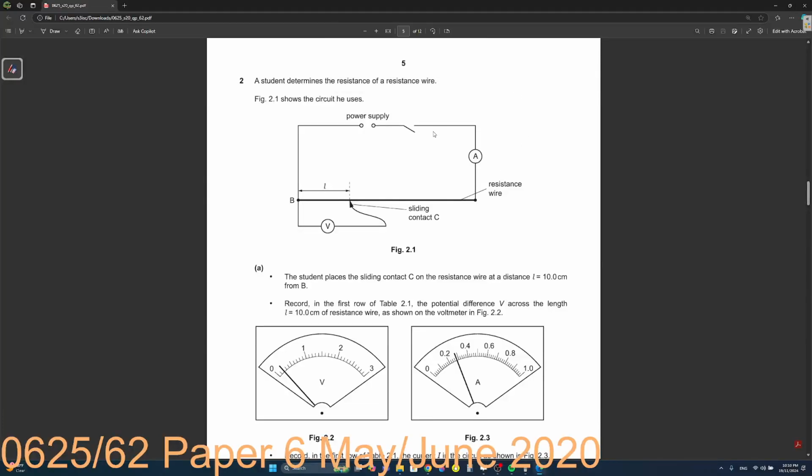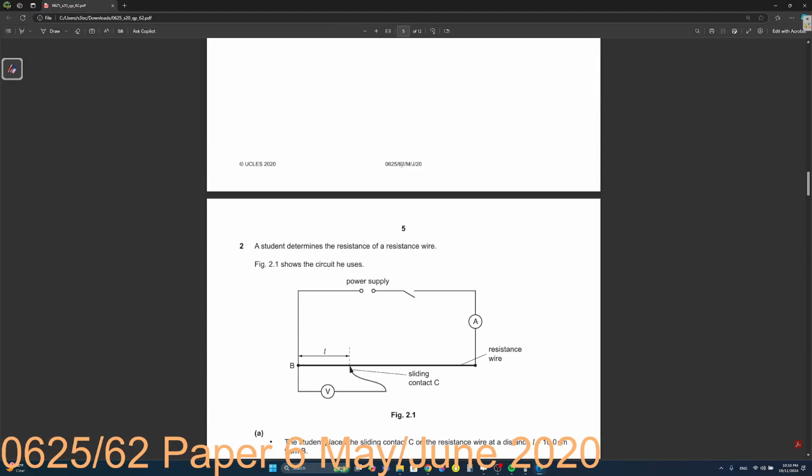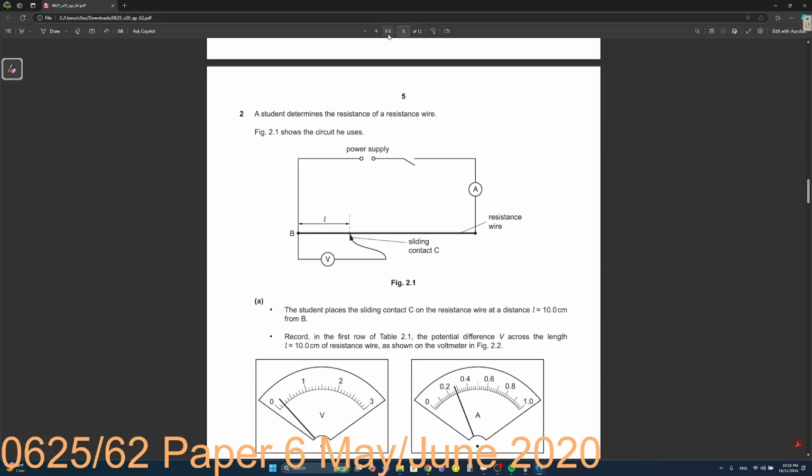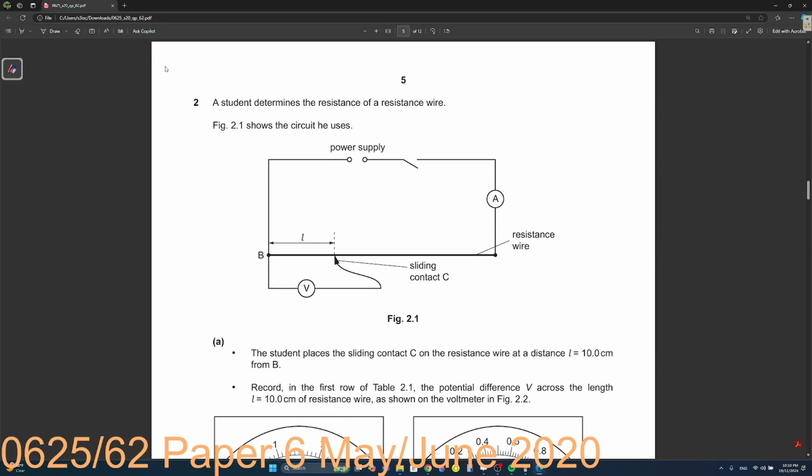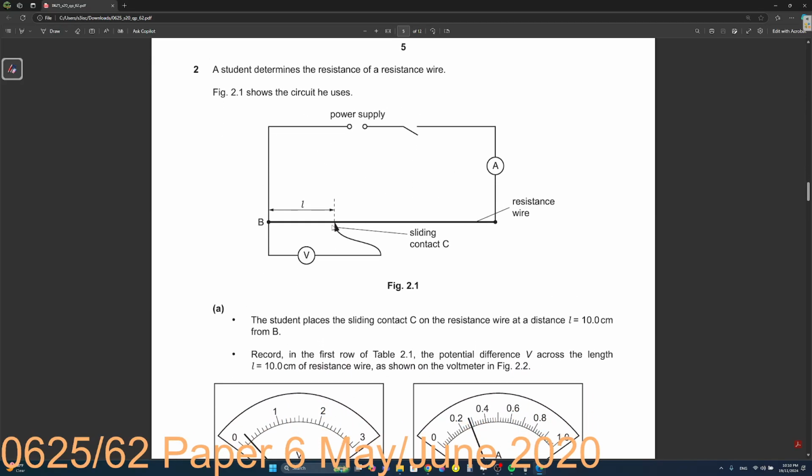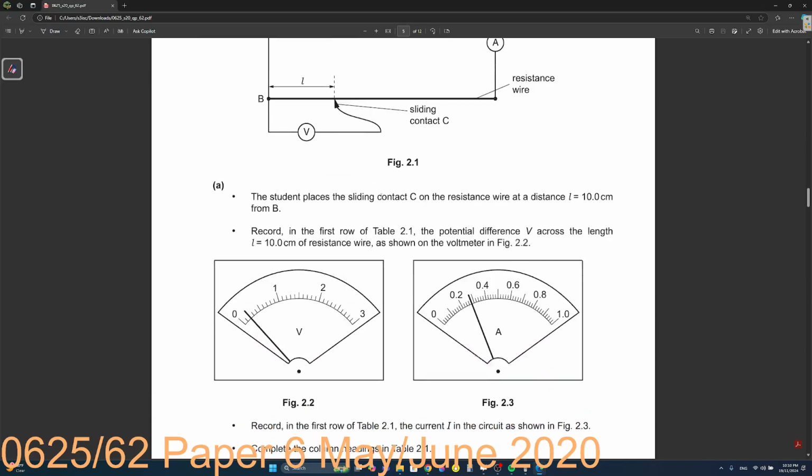Okay, this is IGCSE Physics 0625, paper 6, practical paper, experimental paper, May June 20. A student determines the resistance of a wire. Figure 2.1 shows the circuit he uses. So he has a resistance wire and he's sliding the contact, okay? So obviously, as you increase the length, there's going to be more resistance.